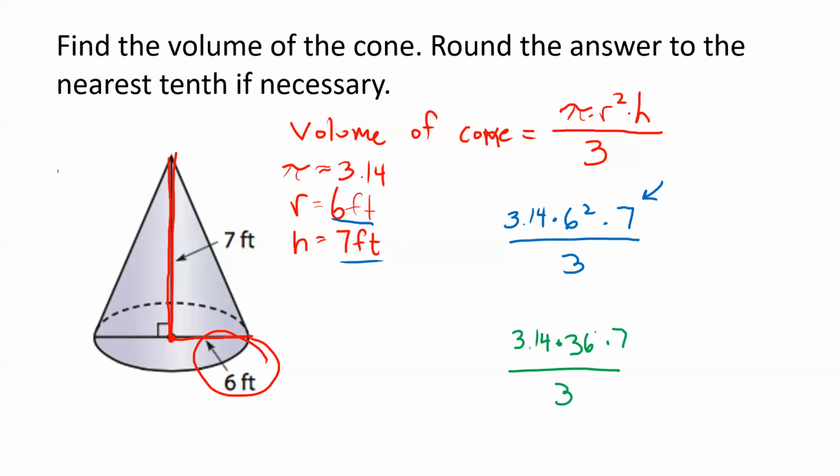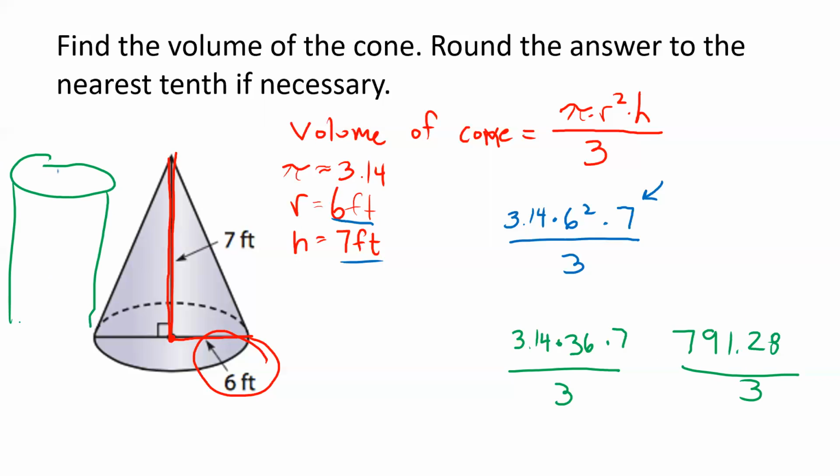Multiply everything on top. So get out your calculator right now, do 3.14 times 36 times 7, which is equal to 791.28. But we still need to divide that by 3. Now this top number would be a cylinder. If we had a cylinder with the same dimensions, of being 6 feet across and 7 feet high, that cylinder would be 791.28 feet cubed. This is a cone though, we need the answer for the cone.